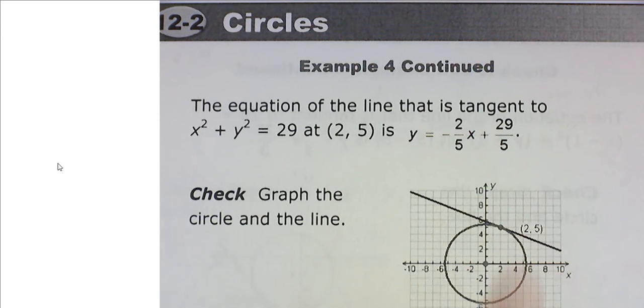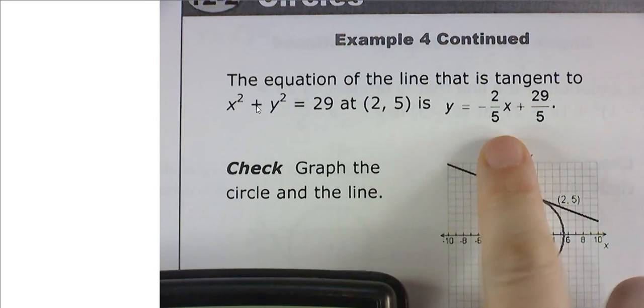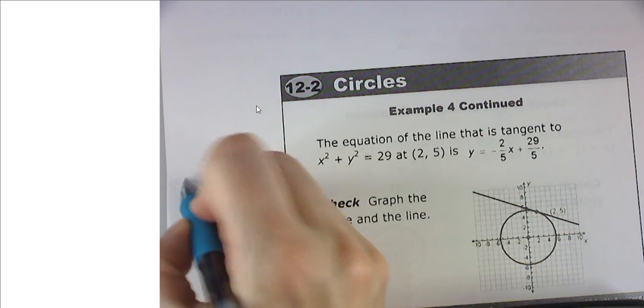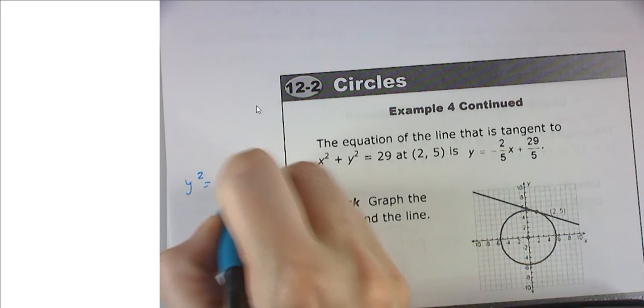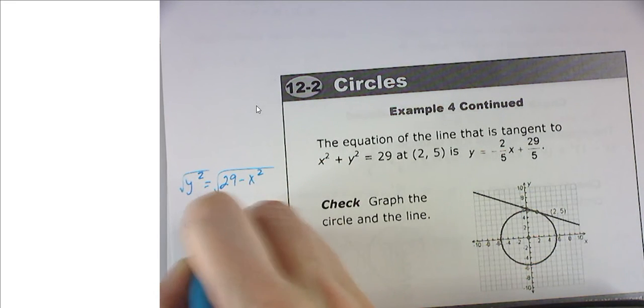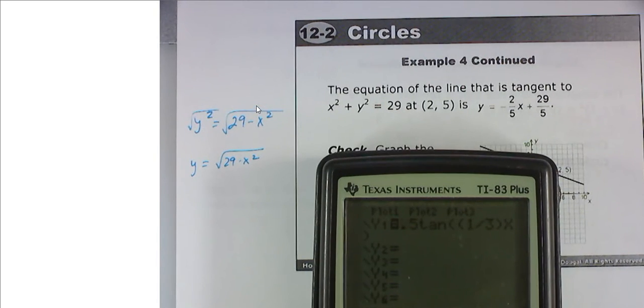If you did want to enter this into your graphing calculator in rectangular coordinates, you could enter in the line, but you could also solve this for y. So if you solved this for y, it would be y squared equals 29 minus x squared, and then you would take the square root. So let's see how that looks in our graph. Okay, so the square root of 29 minus x squared.